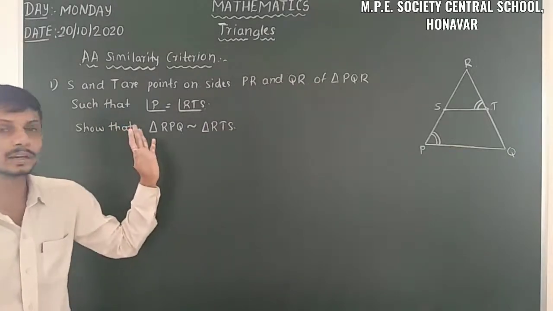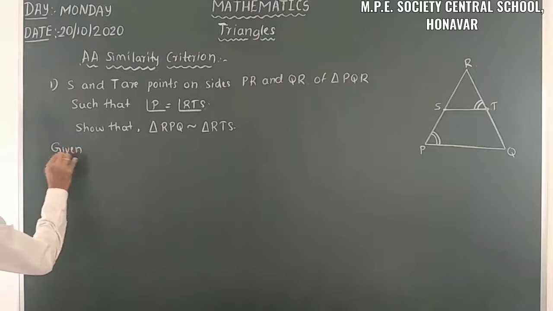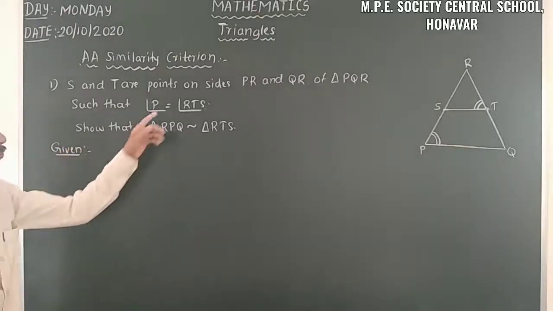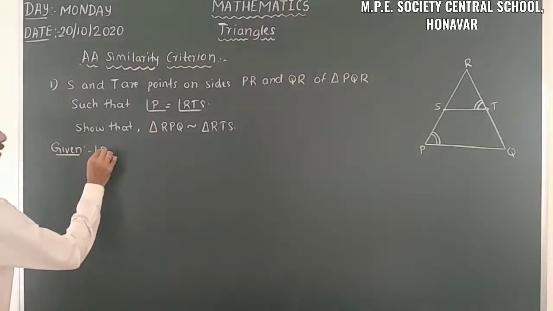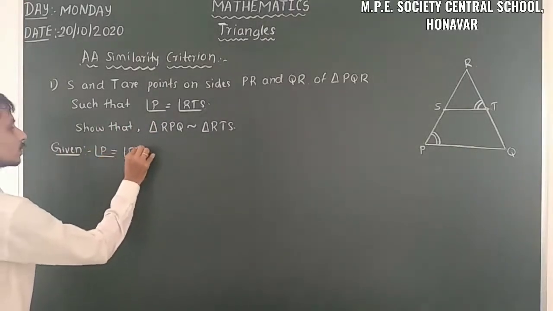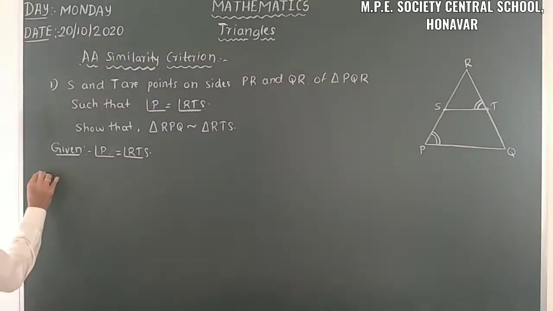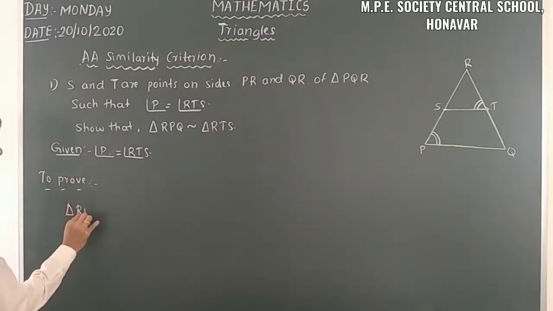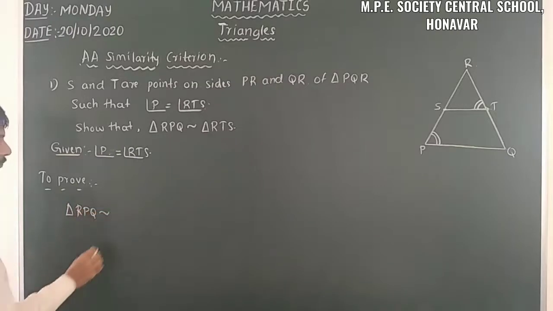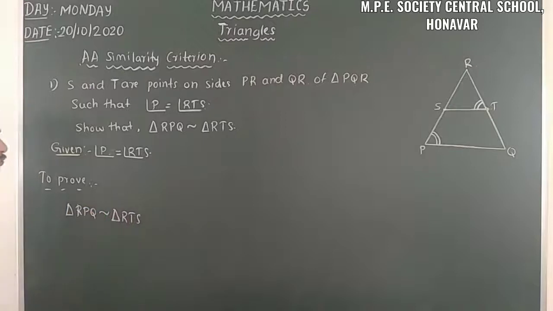Firstly we have to write what the given terms are. Given: angle P is equal to angle RTS. Only that is given. Then what do we have to prove here? To prove: triangle RPQ is similar to triangle RTS.